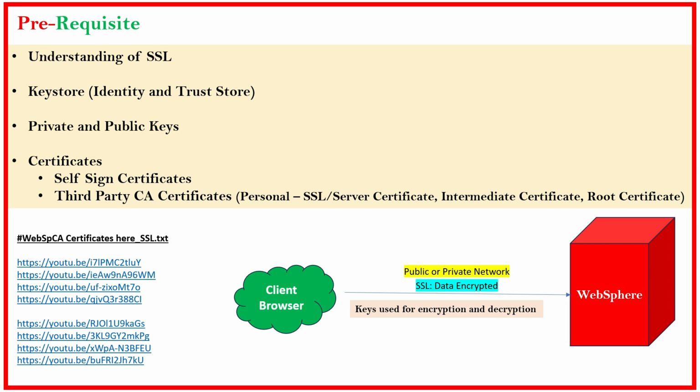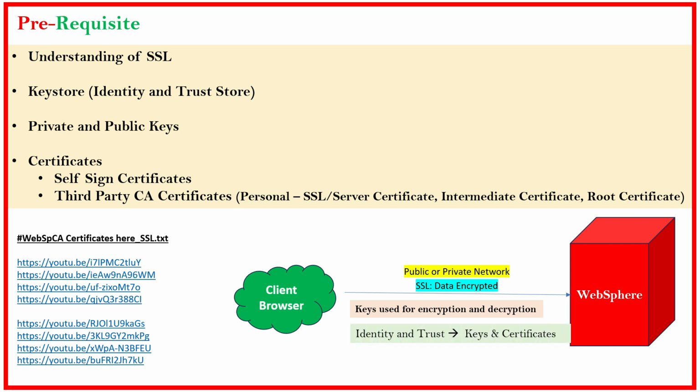So mainly you have heard about the public and private keys. These keys we use for encryption and decryption. Encryption is when your data is getting transferred over the network, and when it is reaching a destination, that data again needs to be decrypted. So this encryption and decryption we do with the help of keys, and you must have heard about private and public keys.